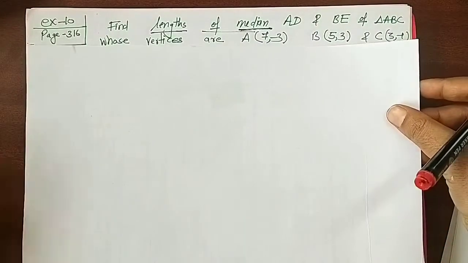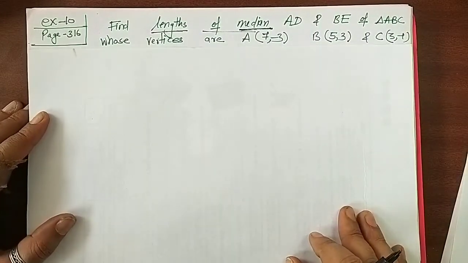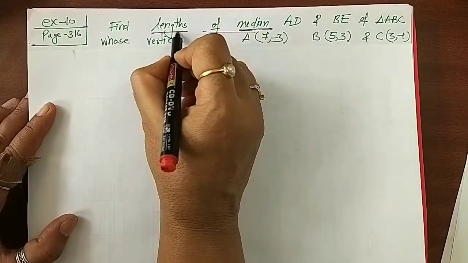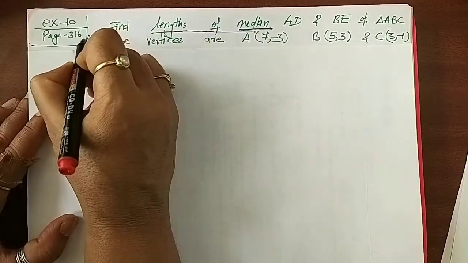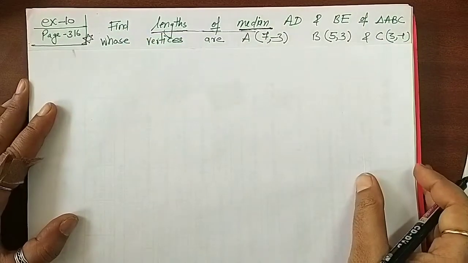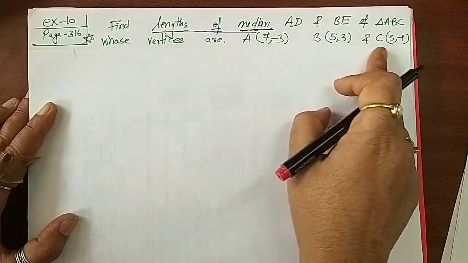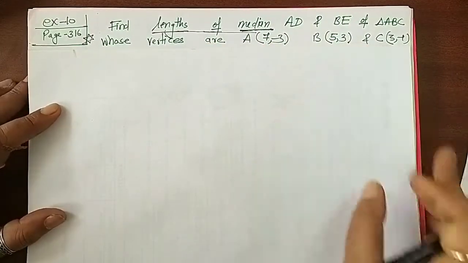Here is the 10th question. They are saying find the length of a median. Length of a median. This comes in the board exam. I have seen this type of question. They are saying AD and BE in a triangle whose vertices, all 3 vertices, are given.